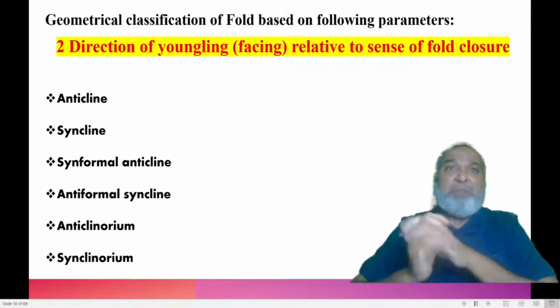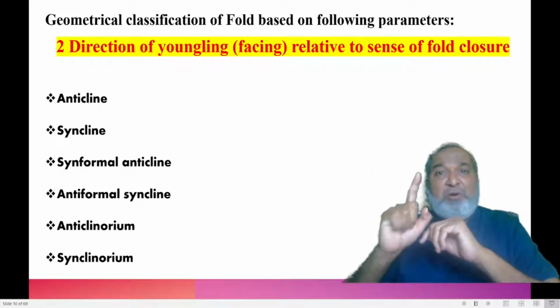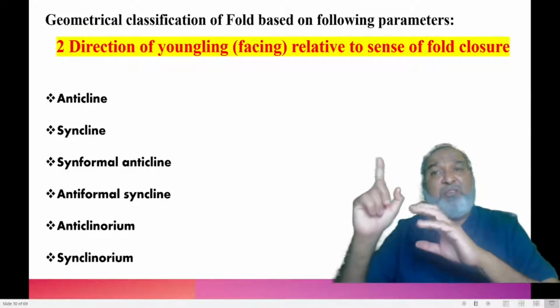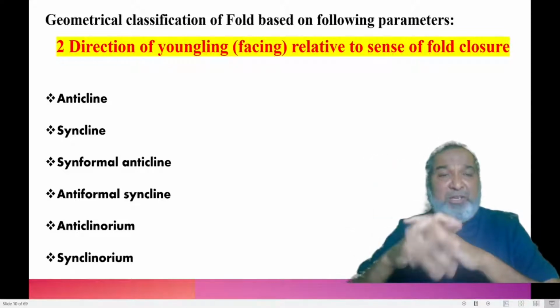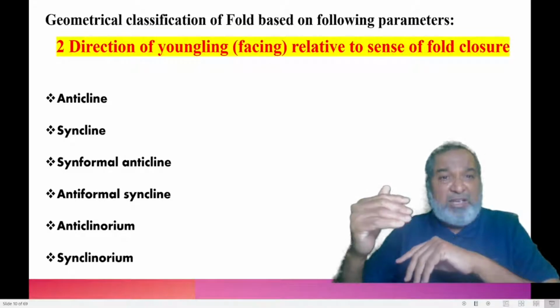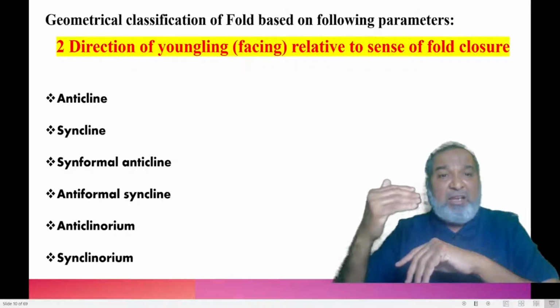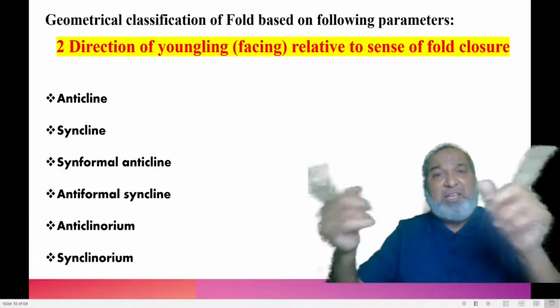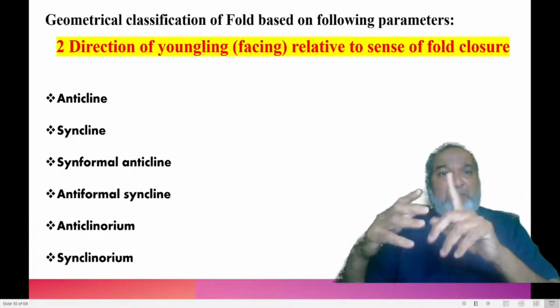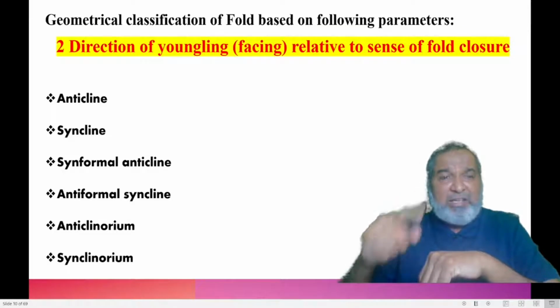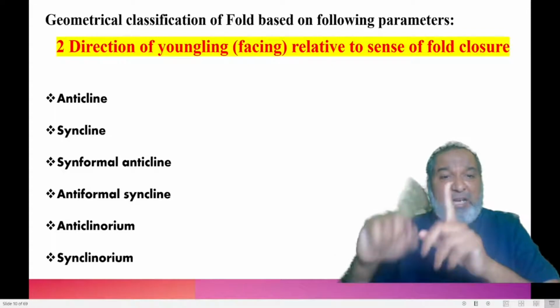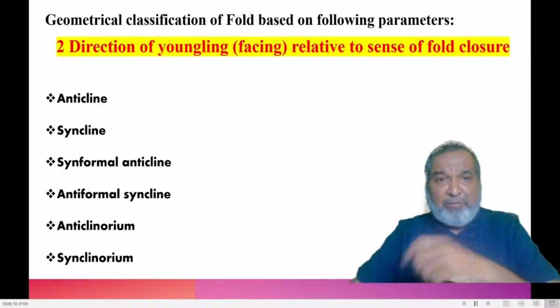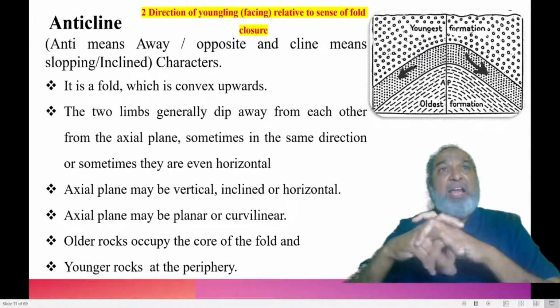Now the second parameter, direction of younging, that is facing, related to sense of fold closure. So here we have anticline, syncline, synformal anticline, antiformal syncline, anticlinorium and synclinorium. So basically anticline and syncline. So basically we have six forms. One by one we'll see now.